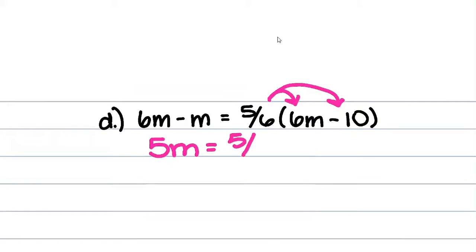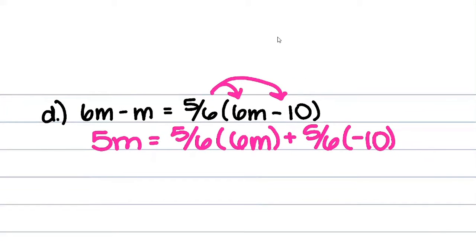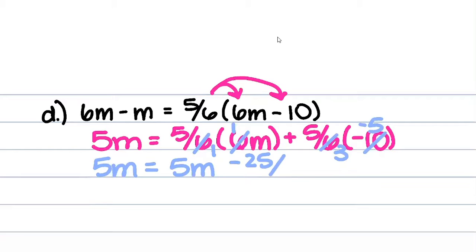And then we have 5/6 times 6m and 5/6 times negative 10. So this 6 is going to cancel out with the 6 in the 6m, and that's just going to be 5 times 1m, which is 5m. And the 5/6 times negative 10, the 6 will become a 3, and the negative 10 becomes a negative 5. So it's negative 25 over 3.